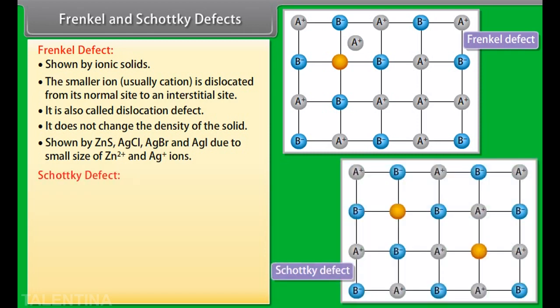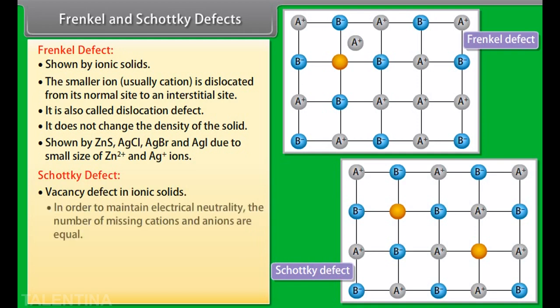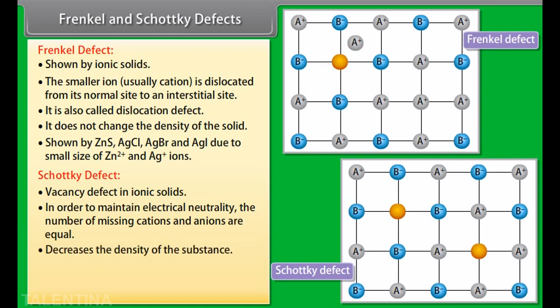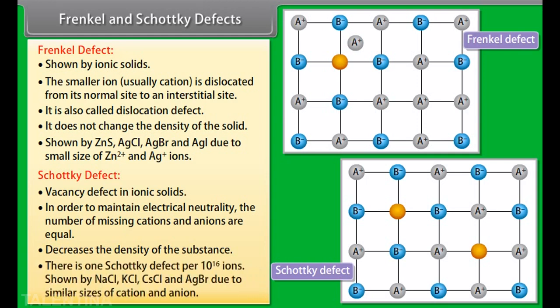Schottky defect. Vacancy defect in ionic solids. In order to maintain electrical neutrality, the number of missing cations and anions are equal. Decreases the density of the substance. There is one Schottky defect per 10^16 ions. Shown by NaCl, KCl, CsCl, and AgBr due to similar sizes of cation and anion.